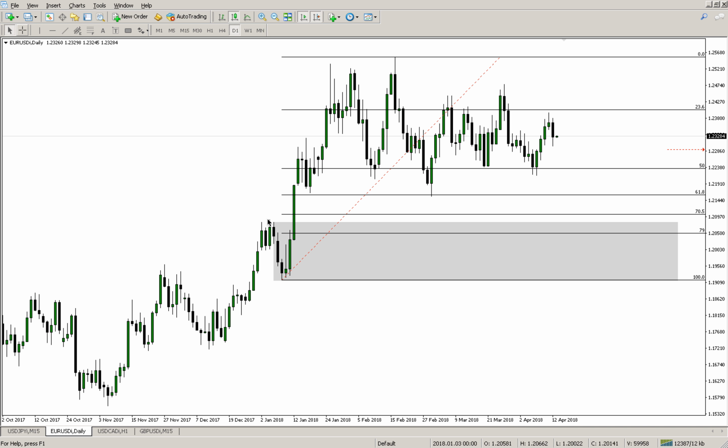So if we do trade back into this ICT bullish order block, notice 62% takes us right below this sell side liquidity here and here. We got 70.5 right above this ICT bullish order block, and then the 79% retracement level comes in right at the ICT bullish order block.